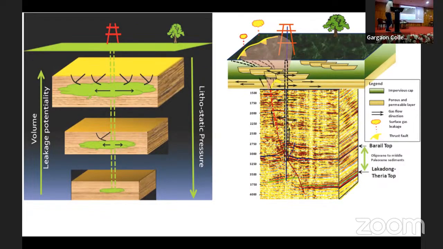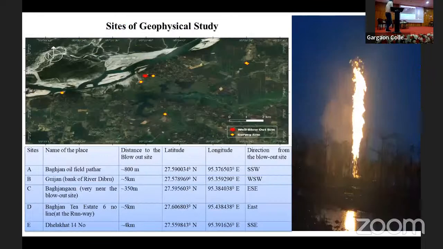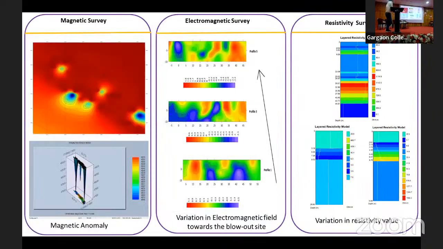In case of gas field, for this study we have selected five different sites, which are shown in this diagram structure. We conducted several studies. It was called magnetic survey.